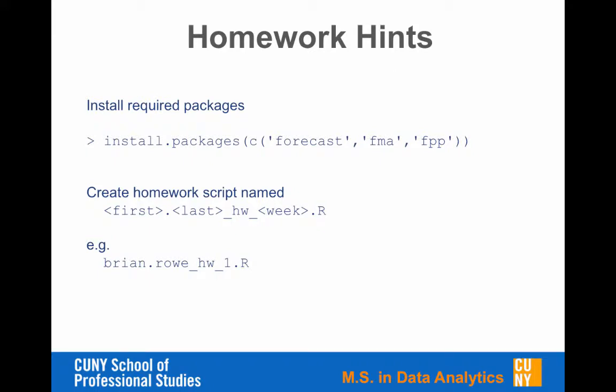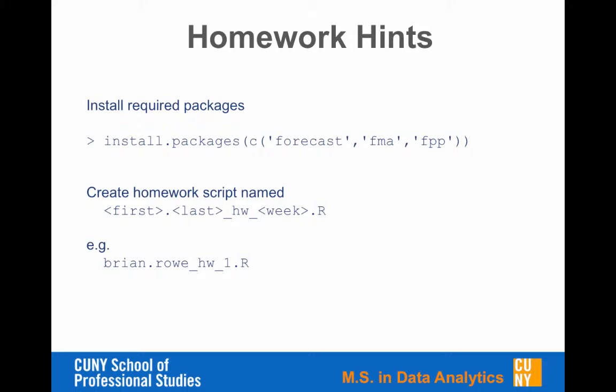So some hints for the homework for this week. Because this is the beginning of the course, one of the things you'll want to do is install some important packages and the corresponding data sets. Most of the data comes from the Heinemann book, and the package used for that book is called forecast, and then there are actually two data packages, one called fma and one called fpp. Make sure you install both of those. For the homework, please use the following naming format: first name dot last name, and then underscore HW underscore week dot R.